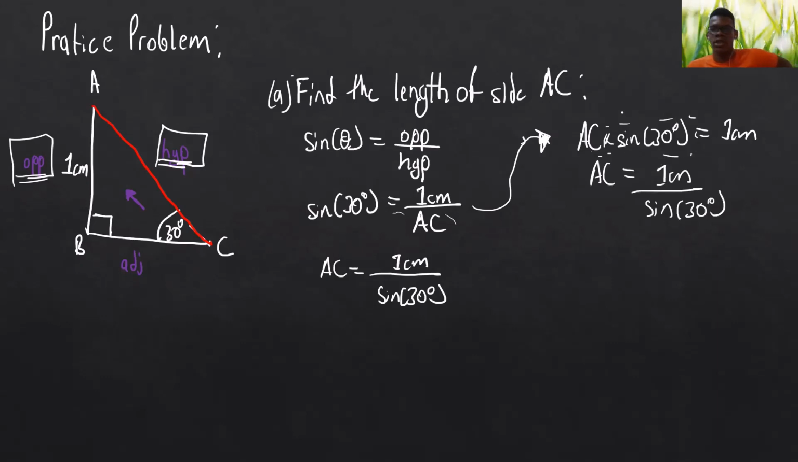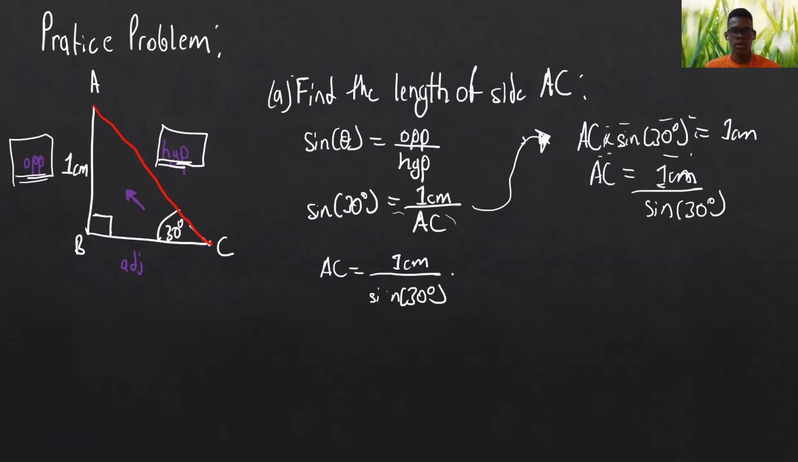Again, this operation here is multiplying. When it goes over, it's now dividing. So be careful with your algebra. Don't forget your algebra. And that's what we would do to solve for this hypotenuse. So you can now punch this in your calculator.